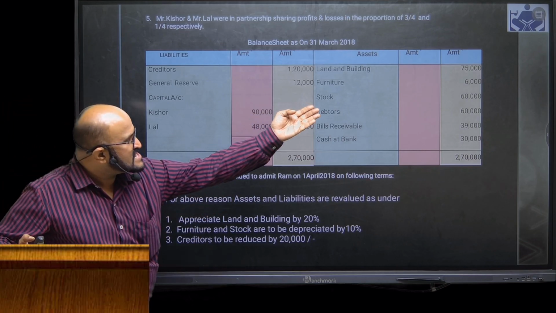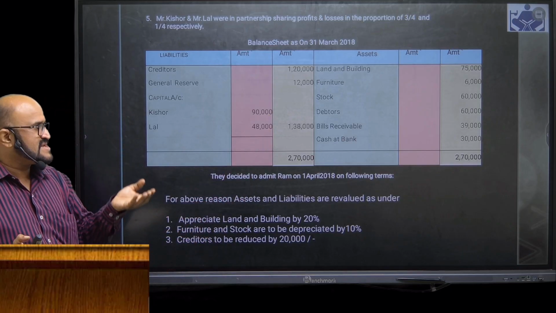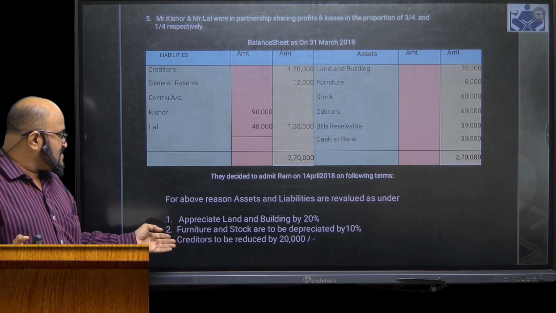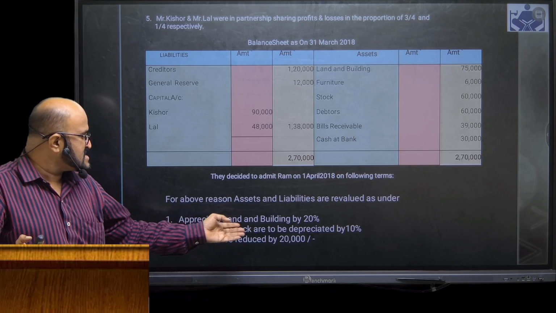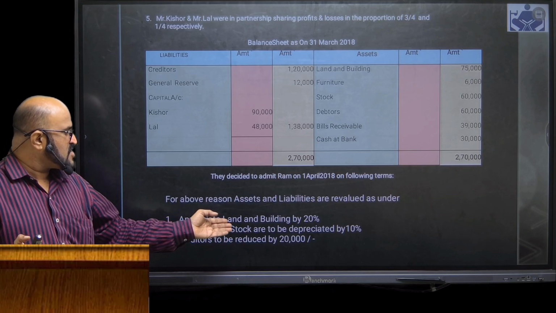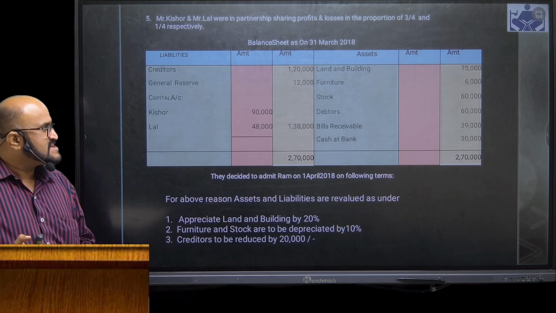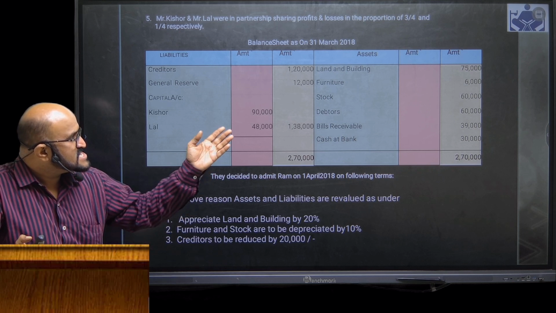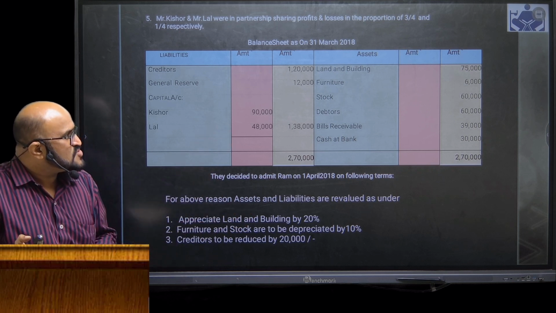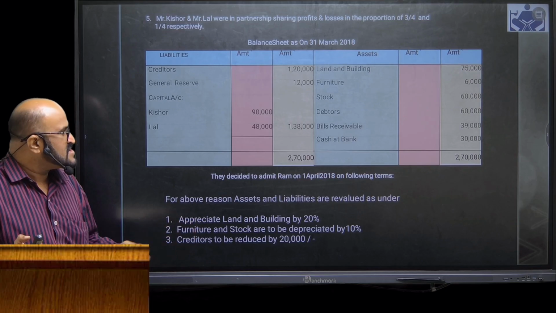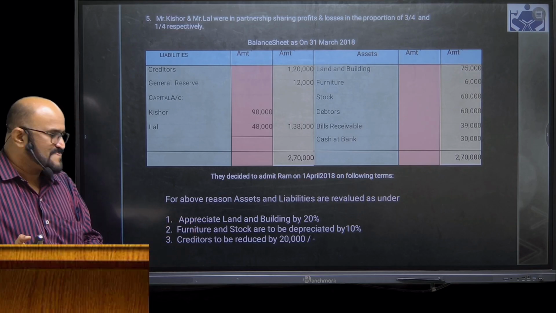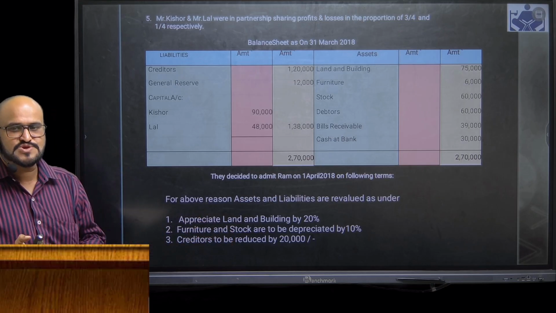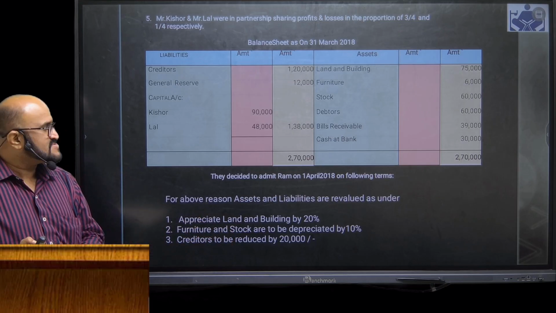Earlier it was 75,000. When I say it is increasing by 20%, it will be increased by 15,000. When we see the furniture and stock, it is said that furniture and stock are to be depreciated by 10%. That means the value of furniture and stock will go down. Furniture is 6,000, 10% down means it will go down by 600, whereas stock will go down by the value of 6,000. Whereas creditor is reduced by 20,000, meaning the new value of creditor has to be 1 lakh. We have to reduce 20,000.